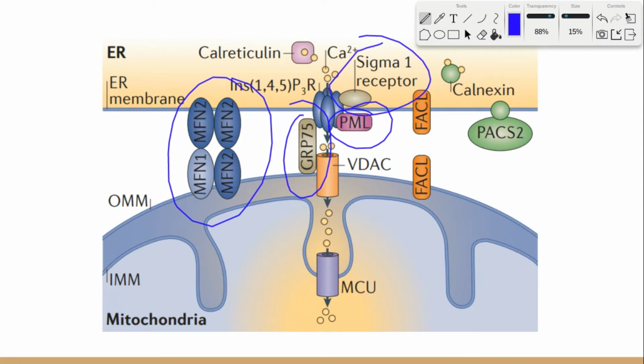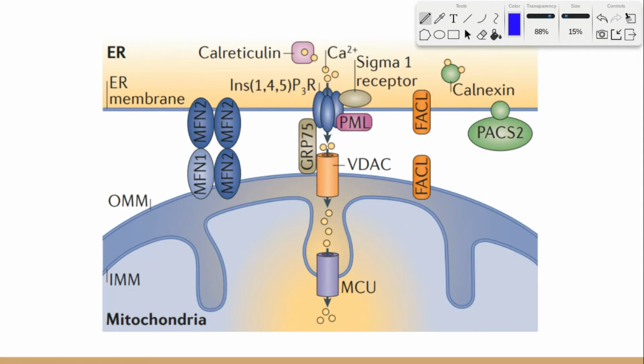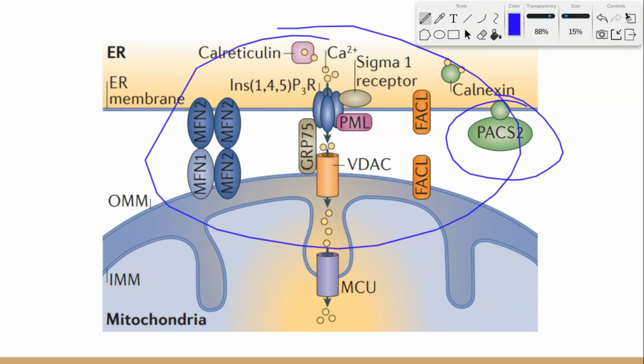We have calreticulin and calnexin. These are providing the calcium that is transferred. Then we have PACS2, which directs components like calnexin to the correct location in order to construct this entire complex.